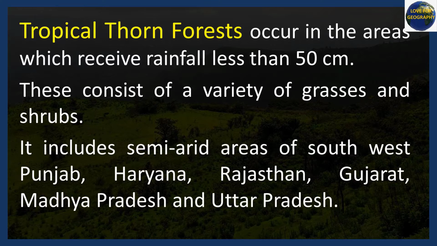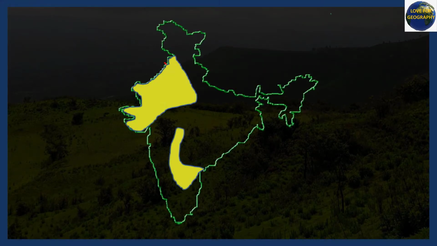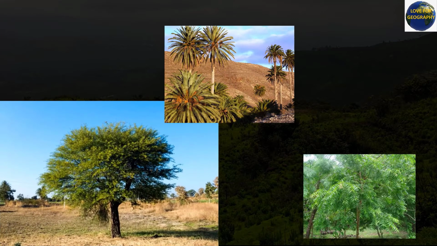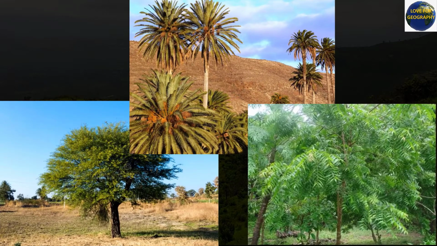These forests are found in the areas of southwest Punjab, Haryana, Rajasthan, Gujarat, Madhya Pradesh and Uttar Pradesh. They are also found on the lower side of the Western Ghats, covering large areas of Maharashtra, Karnataka, Telangana, Andhra Pradesh and a few portions of Tamil Nadu. Here you have to remember one thing, they are basically on the leeward side of the Western Ghats. Now, some common trees found in this forest are babul, wild date palm, neem, etc.